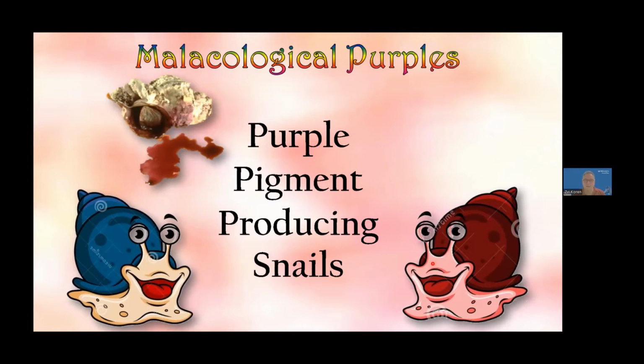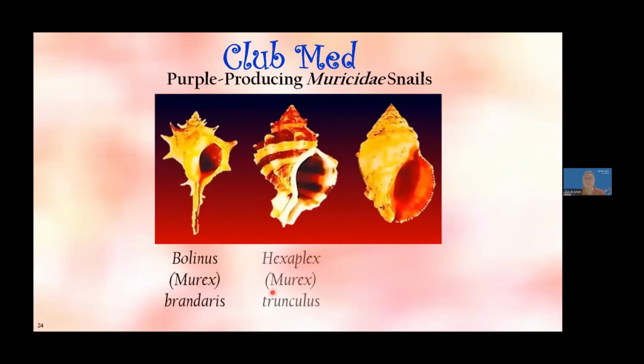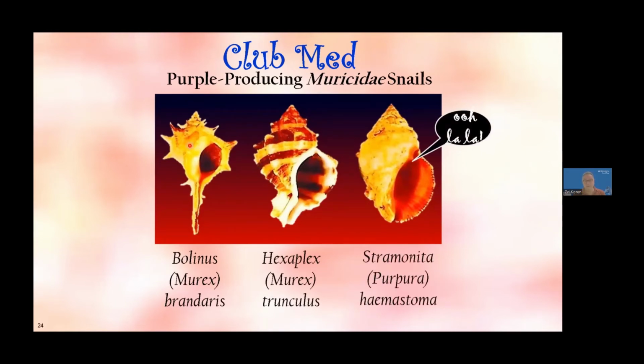Dancing with the Snails. Here we have the purple pigment producing snails. This isn't easy to say, purple pigment producing snails, but I just did. Now, which are they? Many of you perhaps would know that there's a Club Med of sea snails. The three most famous ones: Murex or Bolinus brandaris, the spiky one, and the beautiful banded one, the Murex trunculus or Hexaplex trunculus today, and the Purpura hemistoma, Stramonita hemistoma. They go under different names, etc. Brandaris, trunculus, hemistoma basically survive. Wonderful lips over here on the hemistoma.